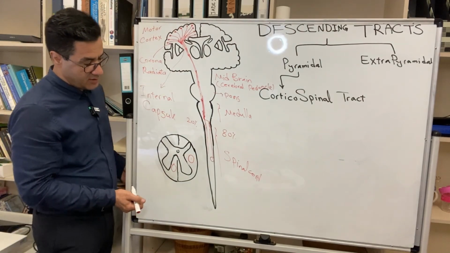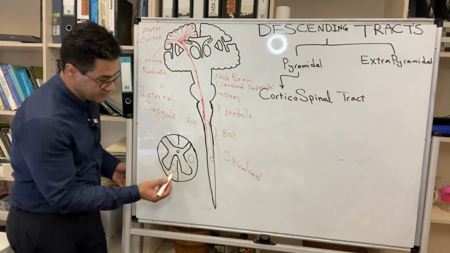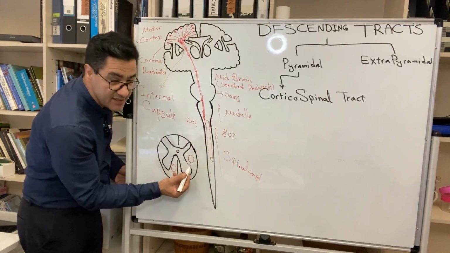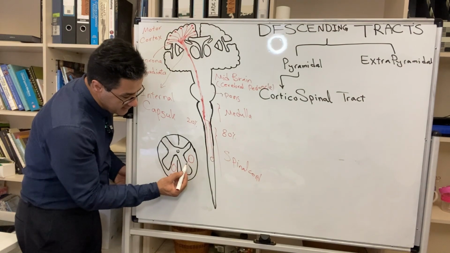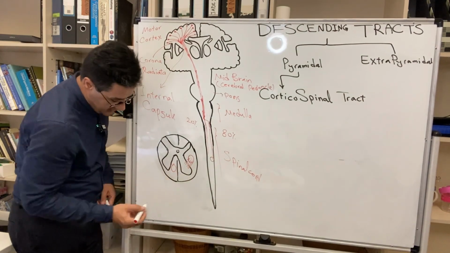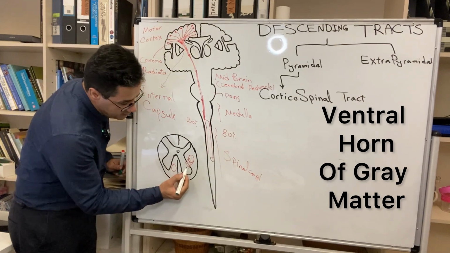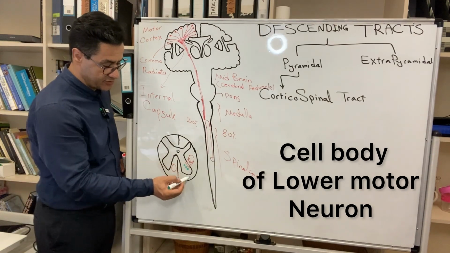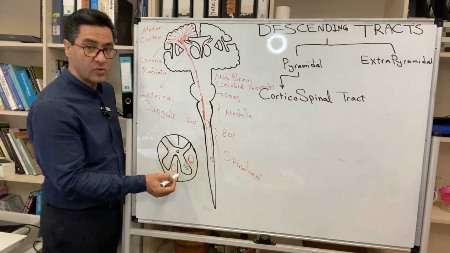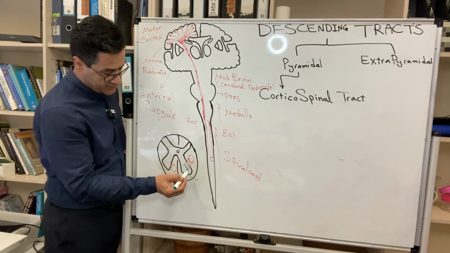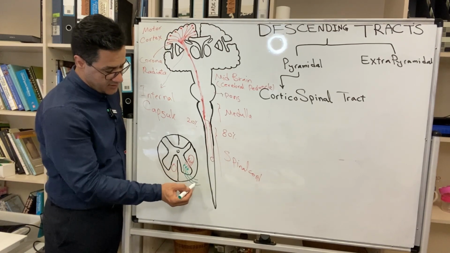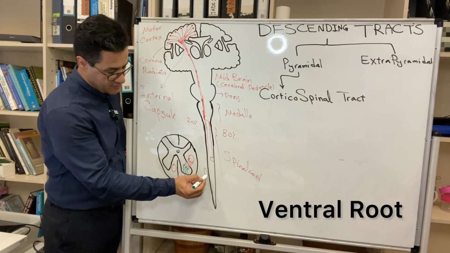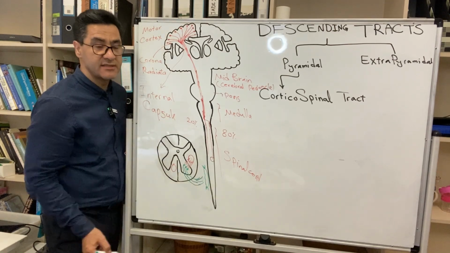So then, what's the destination of this lower motor neuron? So the upper motor neurons that are landing here after crossing the medulla oblongata and landing in the lateral column, they get into the ventral horn of the gray matter and synapse onto the cell body of the lower motor neuron. So the cell body of the lower motor neuron is in the ventral horn. And then the axons of the lower motor neuron exit the spinal cord and pass through the ventral root to get into the skeletal muscle. So imagine that this is the skeletal muscle being supplied.